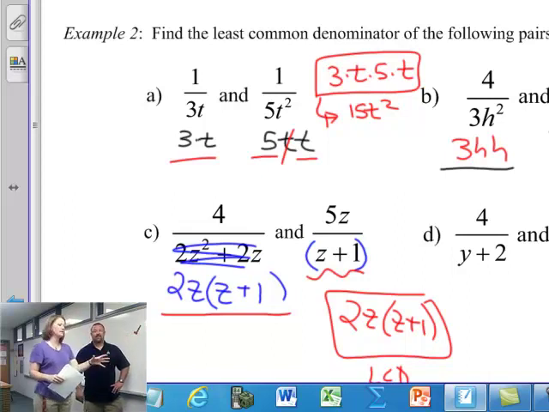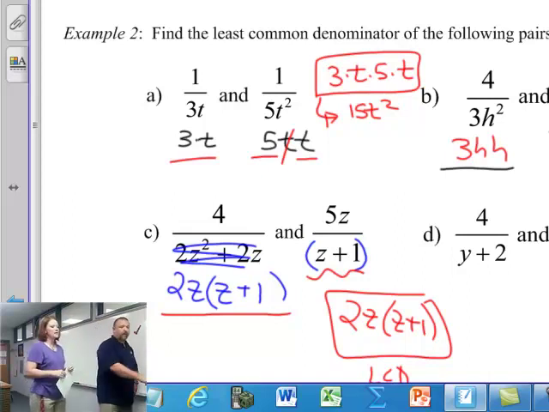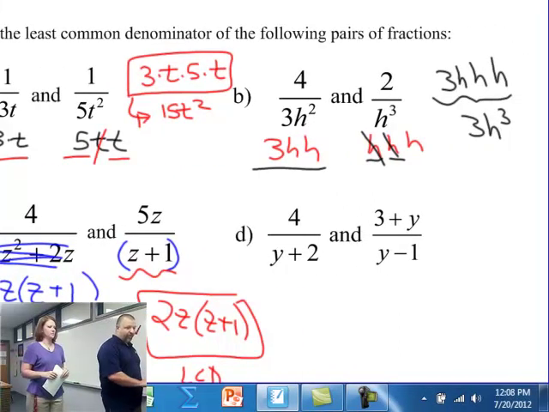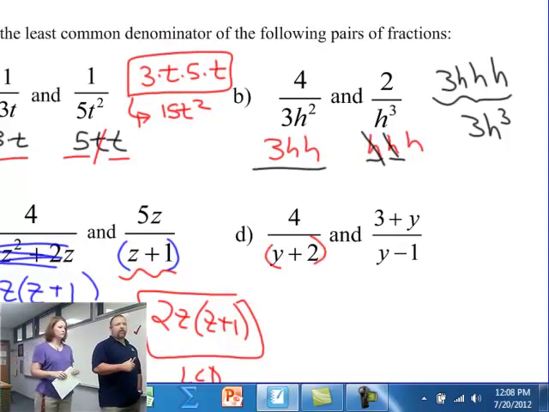But whenever you start to see plusing and minusing, you definitely want to leave it in factored form. It'll be a lot easier to cancel them. And letter D is a little bit different. Letter D is actually easier. We have y plus 2, but that doesn't factor. So we need the whole y plus 2. Whole y minus 1, does that factor? No, so the whole factor is y minus 1.